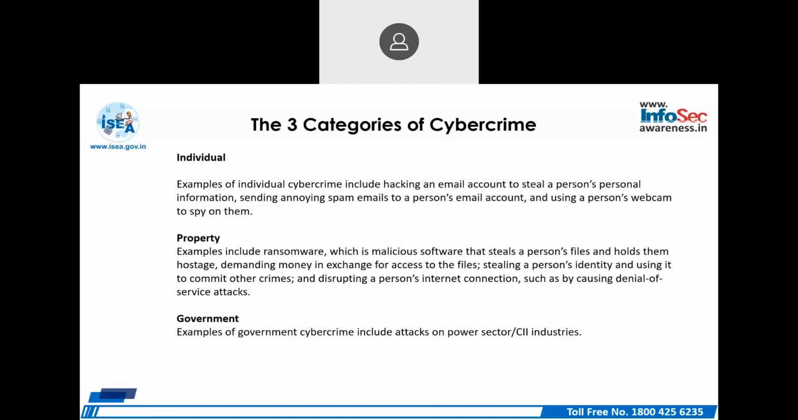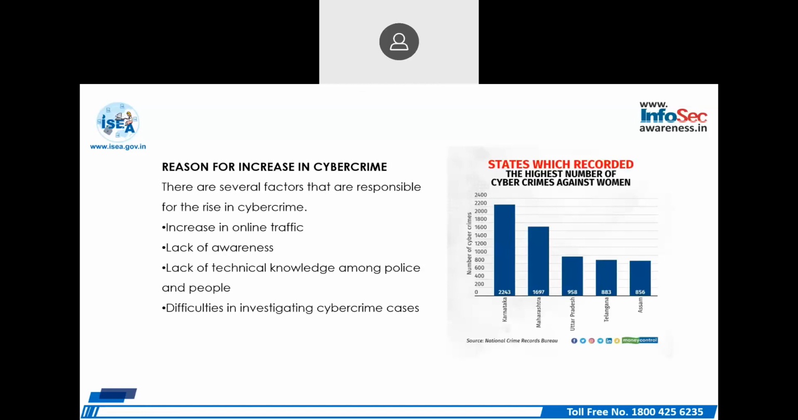Yeah, so these are CII based, government based attacks. Now the next reason for increase in cybercrime is the increase in online traffic. India was earlier a very small consumer of internet, but today India is the biggest consumer of internet. We are using most of the smartphones and digital devices, a lot more than the entire world. We are consuming the internet and data in a day not in MBs or GBs, but in TBs nowadays. We are producing data in TBs also.